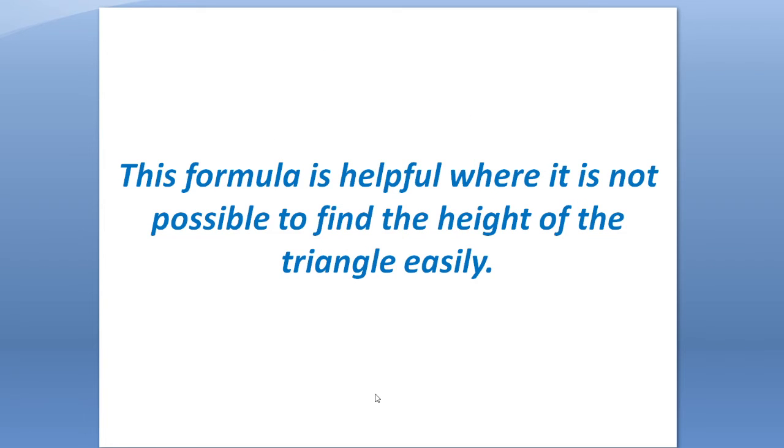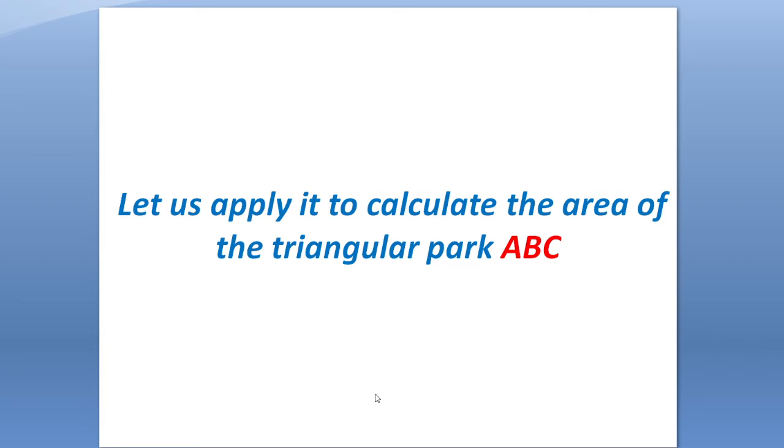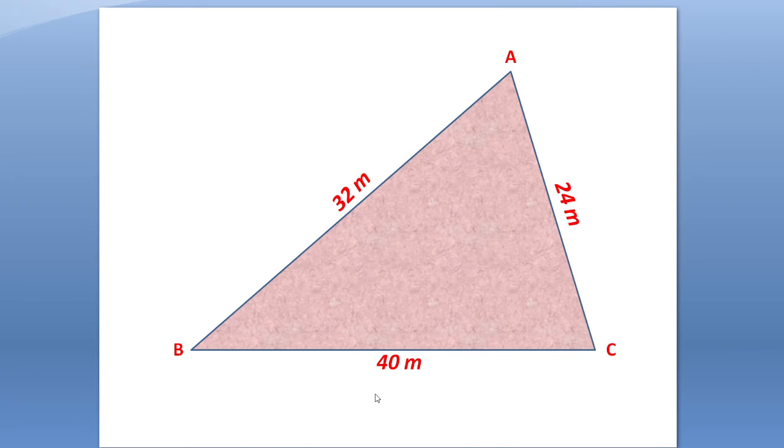So this formula is helpful where it is not possible to find the height of the triangle easily. Now let us apply it to calculate the area of the triangular park ABC. So ABC is a triangular park with sides 32 meter, 40 meter and 24 meter. Okay, let me draw this figure first.